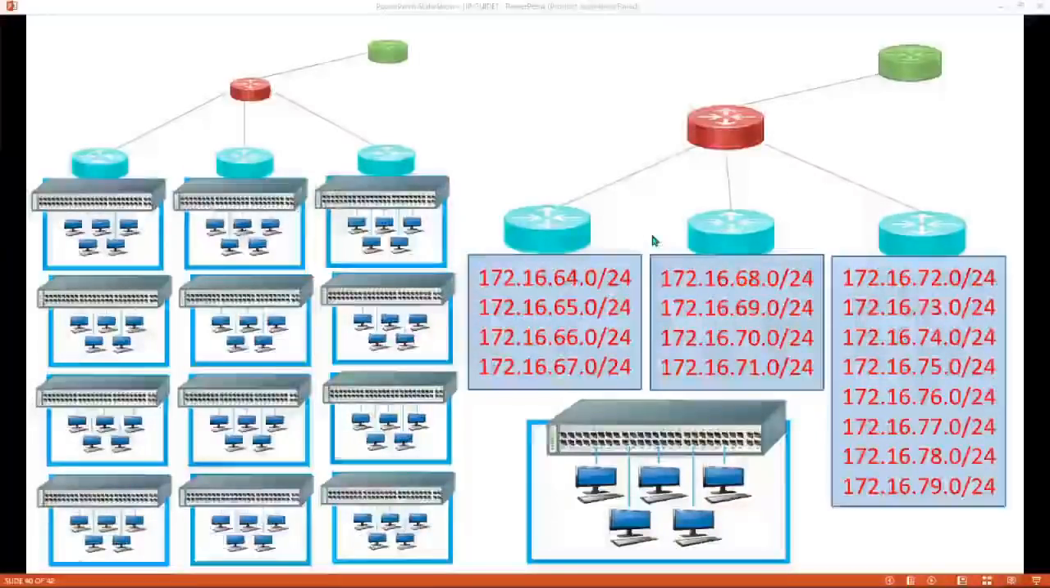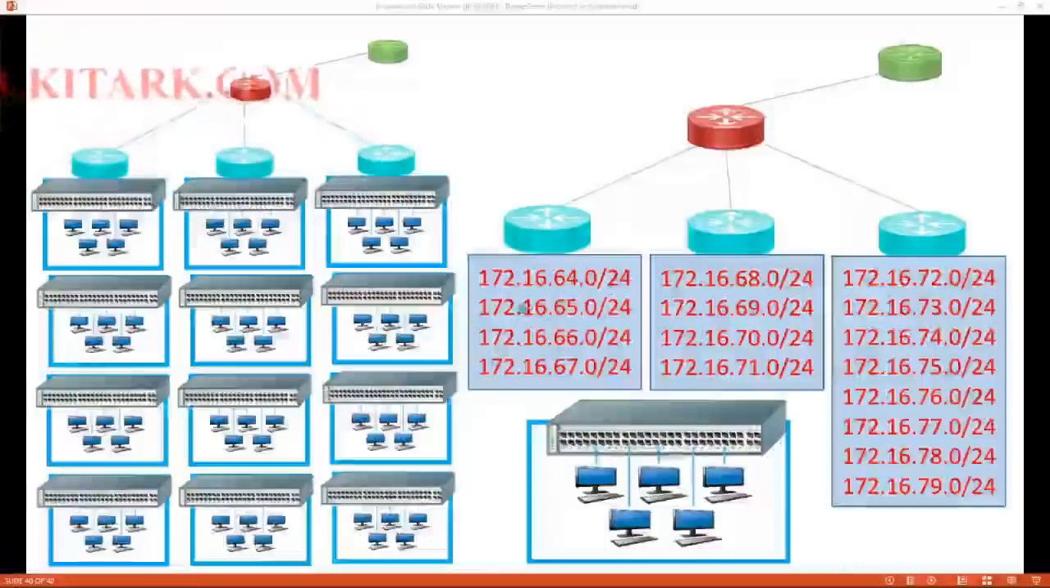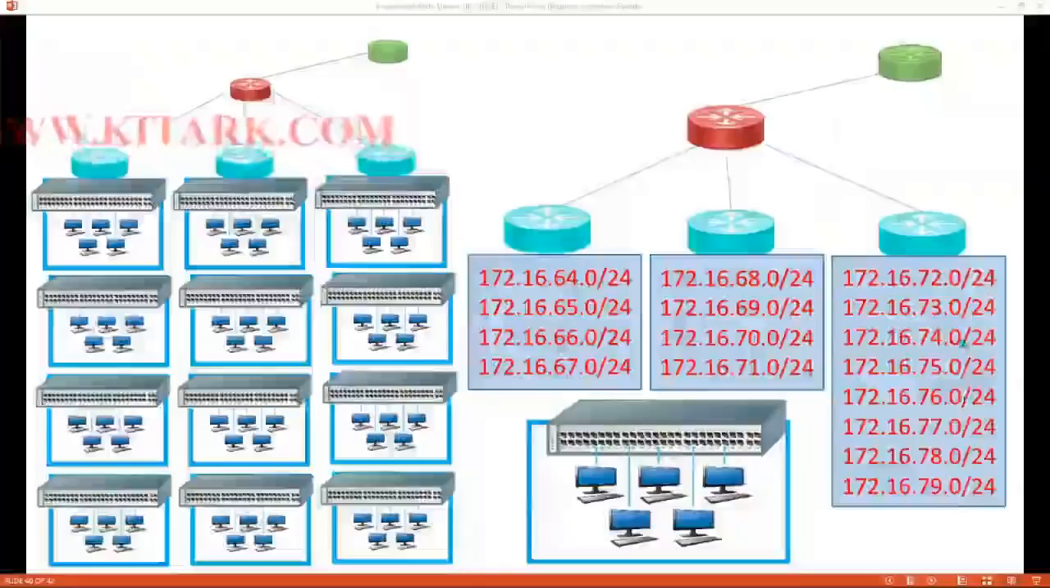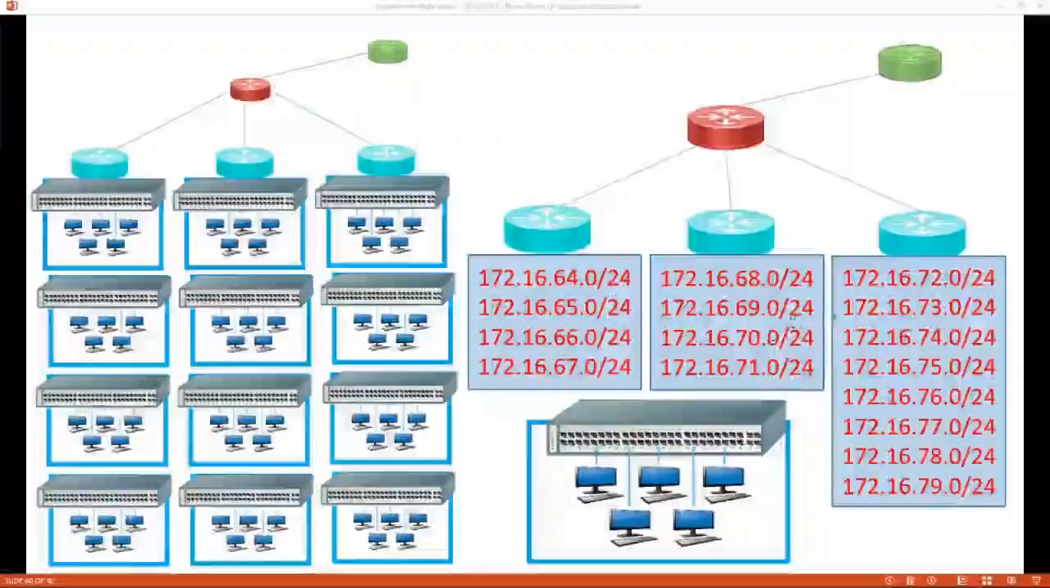In order to do the route summarization, your network must be in a continuous manner. For example, let's say 172.16.64.0/24 and 65.0/24, 66, 67. All should be in the same continuous way. Okay. If the 172.16.66.0/24 is taking place in the third router or second router's networks, then you can do the route summarization for 172.16.64 to 67. What happens if you do the route summarization in that way?